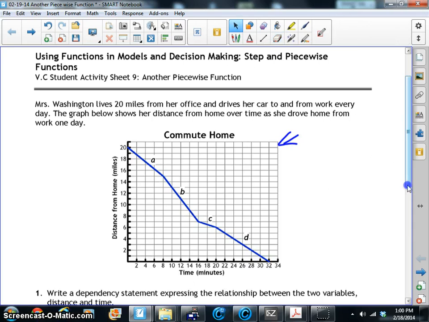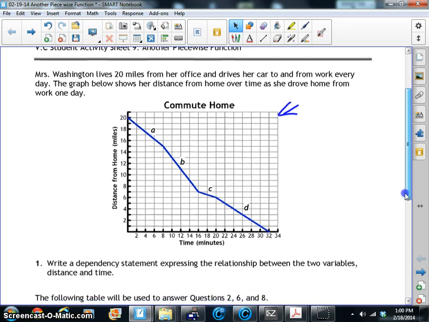And in this case, we have Mrs. Washington. She's driving home. At certain minutes of time, she's driving at one speed, and you can check that on the slope, and then after a certain amount of time she's driving faster or slower depending on what time you're looking at her travels.